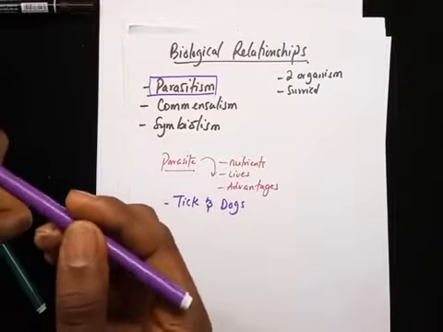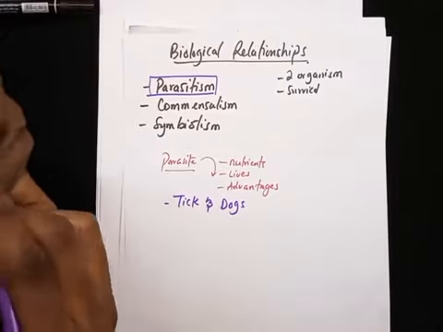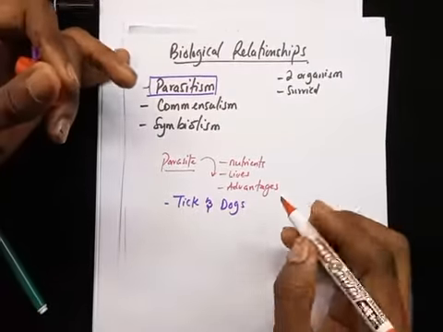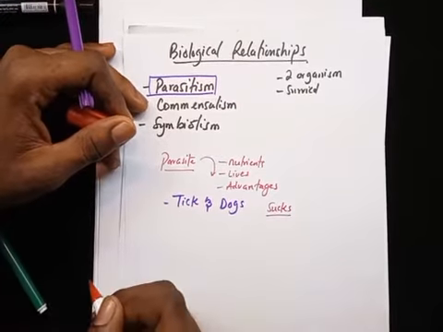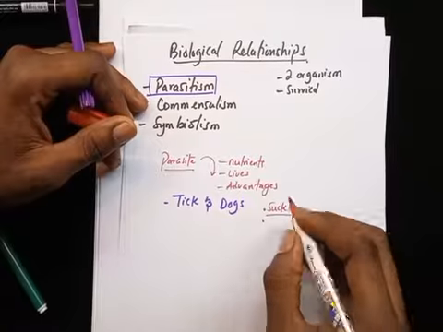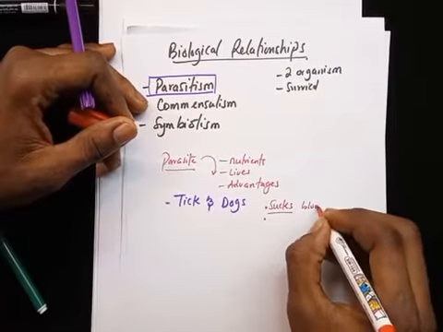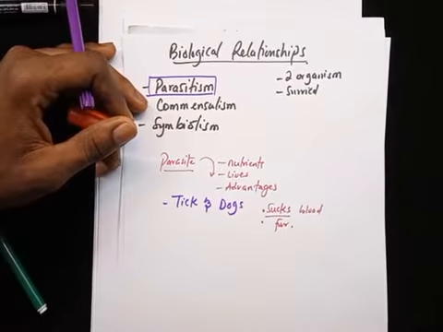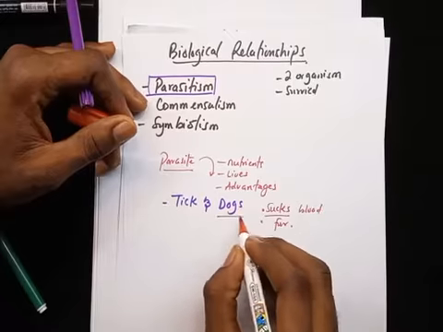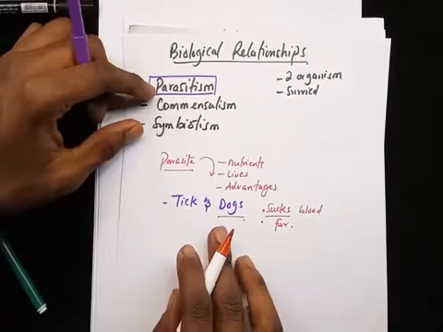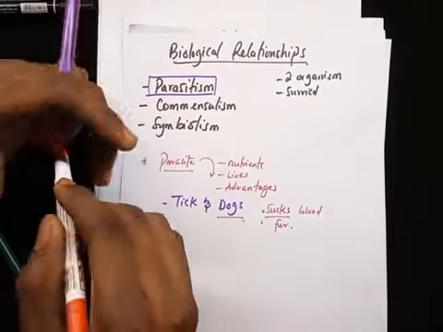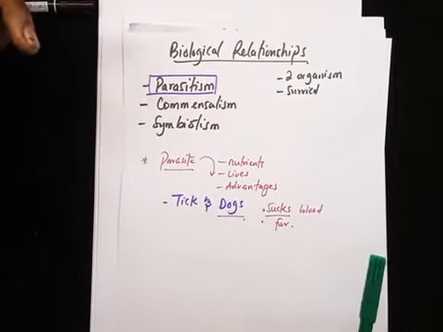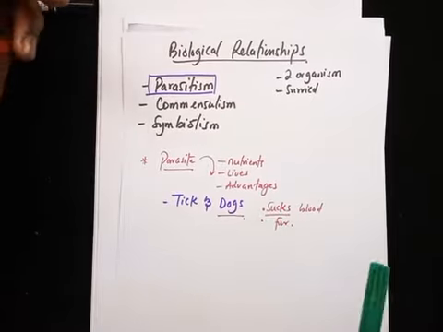Now, if you have ever seen a tick and a dog, the relationship is appalling. The tick literally sucks the blood off the dog and lives within the fur of the dog. And you know what the dog gains? Absolutely nothing. So this is a very bad example of parasitism. Now, we should never be parasites. Parasites are bad. All right? But it's a type of biological relationship within the ecosystem.